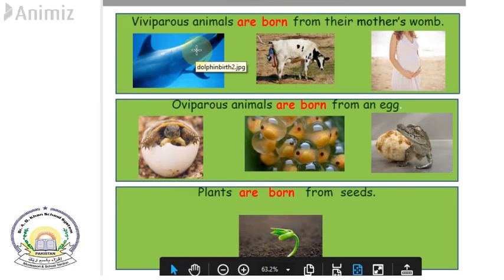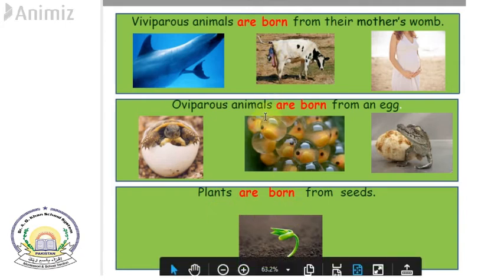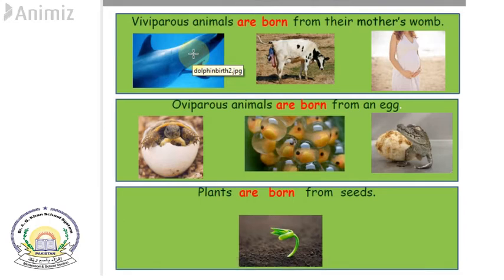Okay, now these are some of the examples of animals which are born from their mother's womb. These are called viviparous animals. These are called oviparous animals, and these are plants. So there are different kinds of categories of living things. There are animals which are viviparous, meaning these animals are born from their mother's wombs.